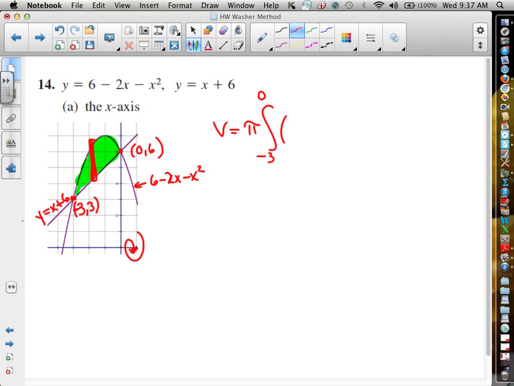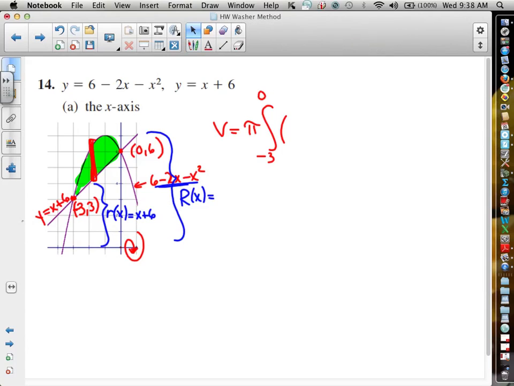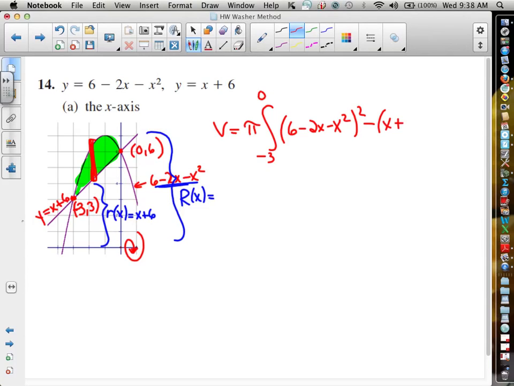My big radius then would be the end of the rectangle to the axis of rotation, which is just this curve right here, the 6 minus 2x minus x squared. My little radius then would be the other end of the rectangle closest to the axis of rotation, which is the line x plus 6. So then if I plug into my formula, big radius squared minus my little radius squared.